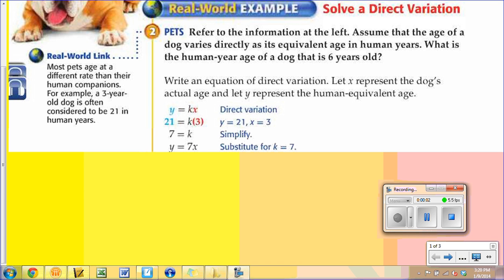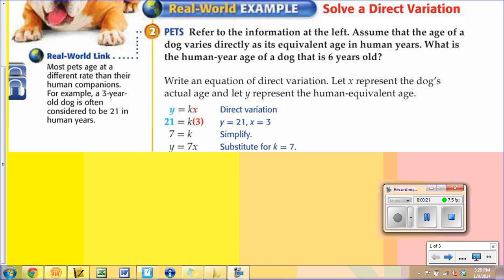Right, so we're going to talk about some real-world examples of direct variation. We've talked a lot about direct variation, how it's a line that goes through the origin, it has a constant rate of change, and that k represents that constant variation. So let's look at some examples here.